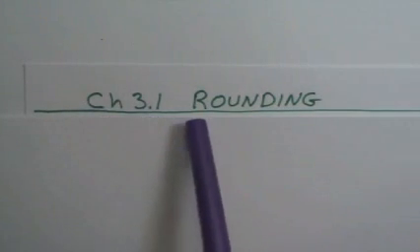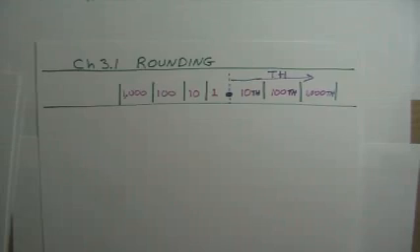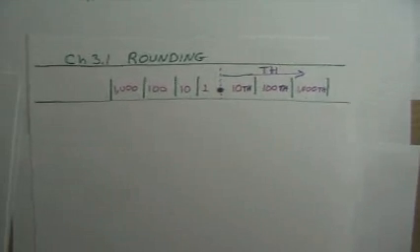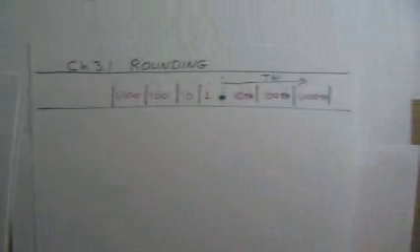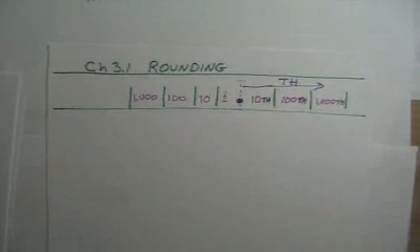So chapter 3.1 deals with rounding. In your notes, I'm writing kind of large, but you don't have to write as large as I am. It just gives you an idea of how big I'm writing. All right, what we need to do is, let's go ahead and do a place value column.